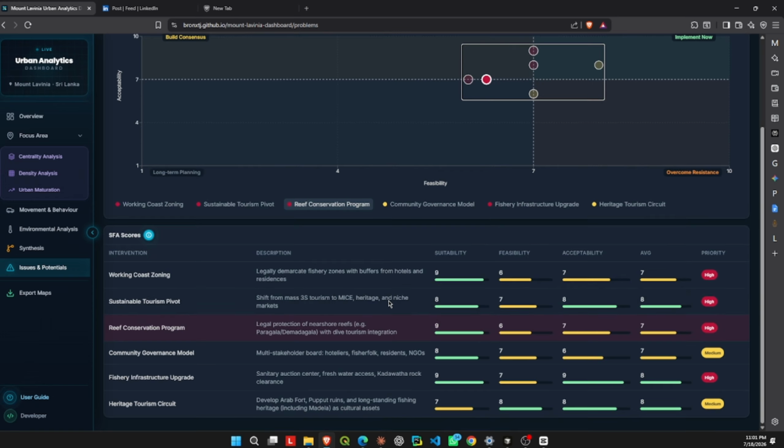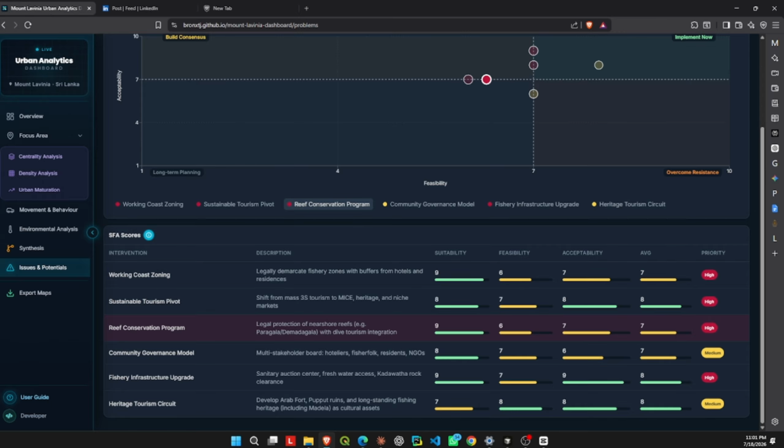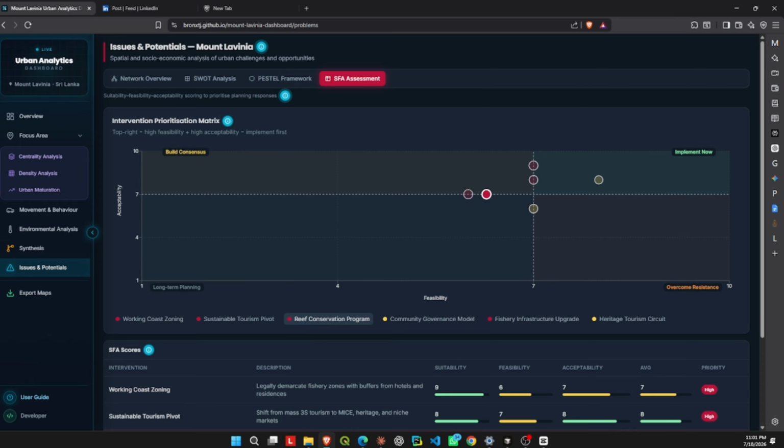So what do all these things tell us about Mount Lavinia, right? There are root problems, crisis areas, as well as assets. And there are top actions. These are the high priority SFA actions that should be taken immediately, right? We put a score for them. You can see the rationale behind them. If there is a weak one, we give one mark, likewise, right? So yeah, that's it.